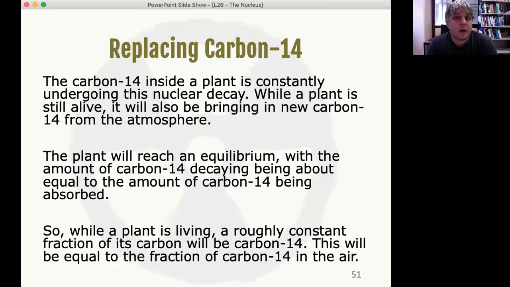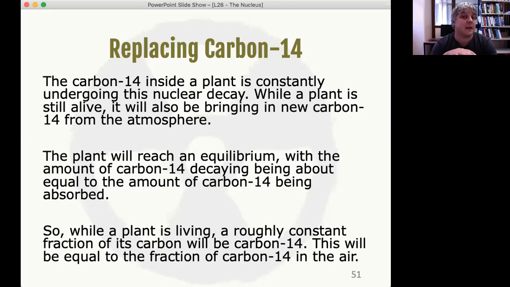While the plant is still alive, it's constantly absorbing new carbon-14 from the atmosphere. Remember, it's being created in the atmosphere from the cosmic rays. The plants absorb it, so they're absorbing more carbon-14. Some of their carbon-14 decays, but they constantly absorb more. And what happens is that we end up at an equilibrium of sorts. The carbon-14 in the plant is decaying, but it's absorbing more carbon-14. And it ends up just maintaining a fairly constant level of carbon-14 within the plant. So a fairly constant percentage of its carbon will be carbon-14.